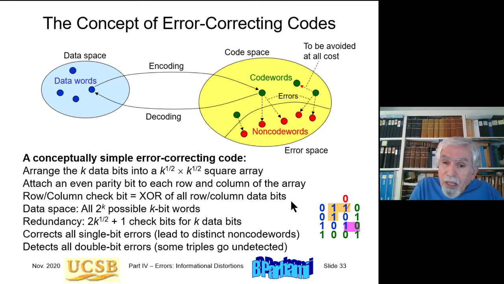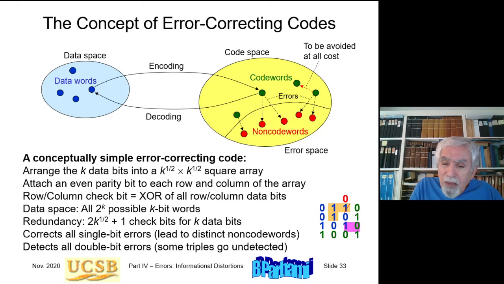Let's see why. Let's say this 1 over here changes to 0. What happens? Then the parity check is violated for this row. This row no longer has even parity. The parity check will be violated for this column. The intersection of the row and column for which the parity check is violated pinpoints the location of the error. And you can go and change that bit to make it correct.